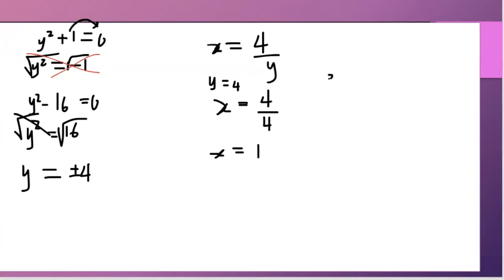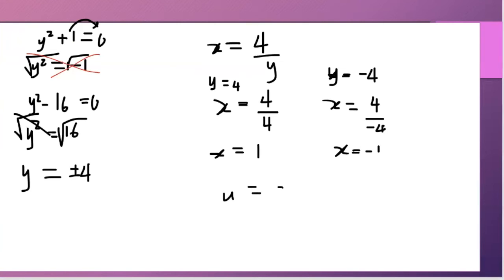And then we have when y is equal to negative 4. That's supposed to be y is equal to negative 4. I'll have x is equal to 4 over negative 4. So working this out, I will have x equal to negative 1. So what does that mean?